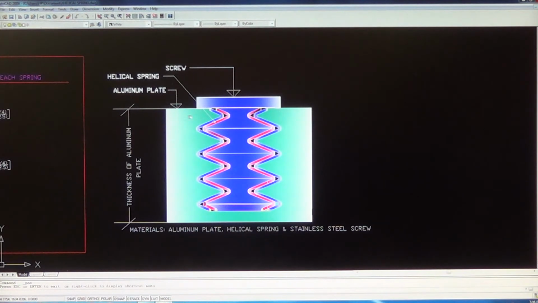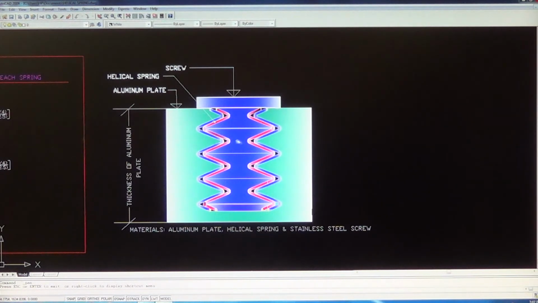the screw threads of the aluminum parts. See here, the helical spring is sandwiched between the screw and the aerospace parts itself. That's how they do it now. So that's the use of the helical spring, so that now the screw is in contact with the helical spring, not the parts itself.